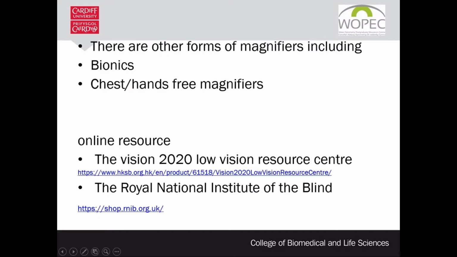There are other forms of magnifiers that are not included in this video. You can access some of these magnifiers at the following website, which is the Vision 2020 Low Vision Resource Center in Hong Kong, and the web address is provided, as well as the Royal National Institute of the Blind in the UK, with the website address provided.